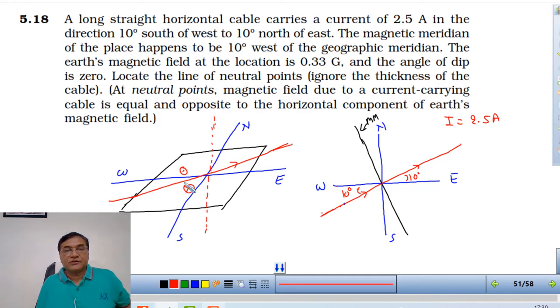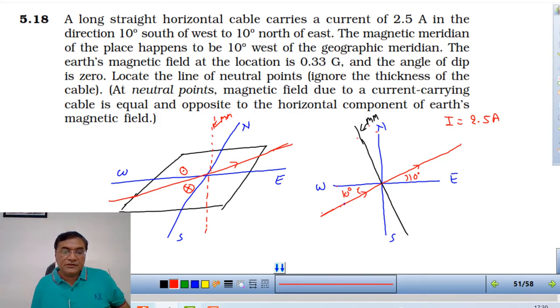So this is your cable. This is the top view and I am showing the side view also. Here the magnetic field is 0.30 Gauss. There is no dip angle, so everywhere the magnetic field is parallel to this. This dotted black line is the magnetic meridian, 10 degree west, that is north-west side. So this is the magnetic meridian.